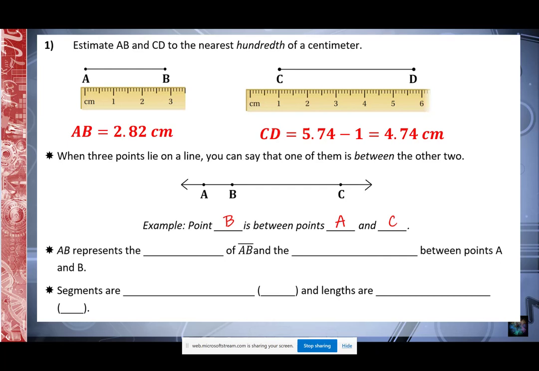Now, some notes here. AB, with nothing on top, represents the length of segment AB. Segment AB has that little line on top, and it is the distance between points A and B. A really key concept is that segments are congruent, so we use our congruent symbol, whereas the lengths are equal, and we use equality. Lengths are equal because they're numbers. Segments are congruent because they are figures. So we have congruent figures and equal numbers.